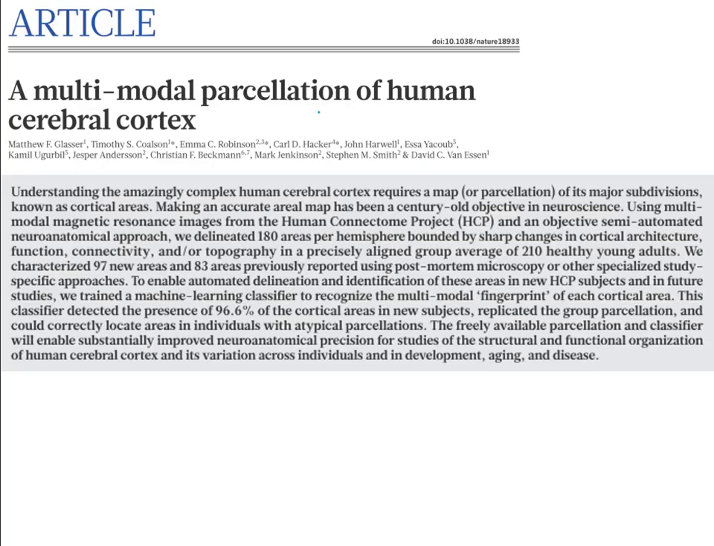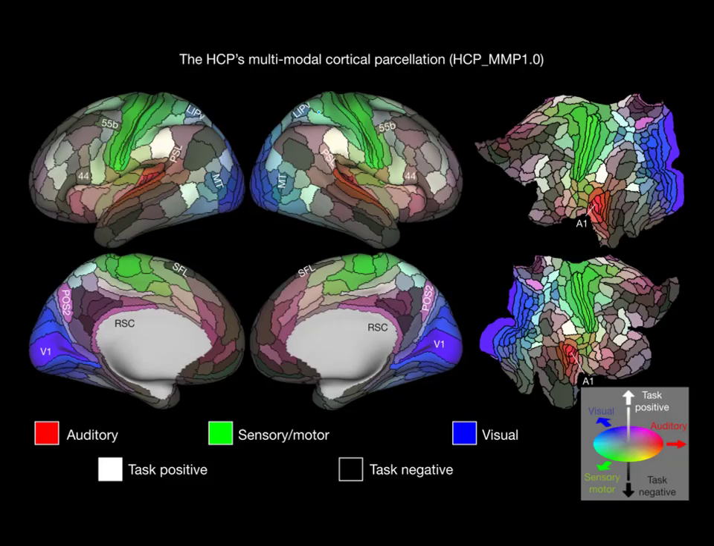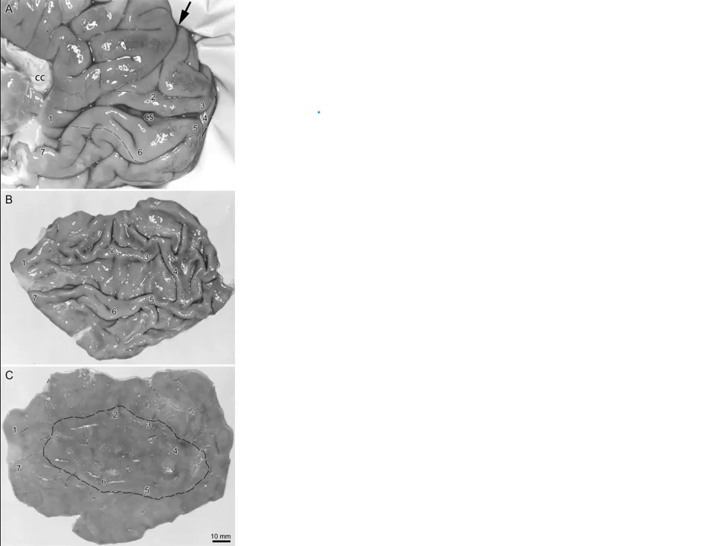Here's a relatively recent map, a couple of years old now, from David Van Essen. This is their map. It's a beautiful paper. It's got wonderful, incredible, high-res functional and structural MR data, and no one uses it. Absolutely no one.